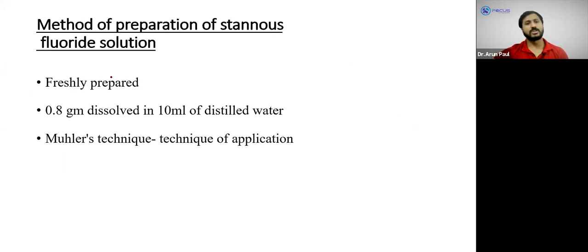Now the method of preparation of stannous fluoride: it is freshly prepared. So that is the difference when we compare it with sodium fluoride. Sodium fluoride could be kept in a plastic bottle, but this has to be freshly prepared and kept in a glass bottle. This stannous fluoride turns cloudy when it is stored for a period of time. That is because of the formation of tin hydroxide. This tin hydroxide results in the cloudy appearance. That is why it is always freshly prepared.